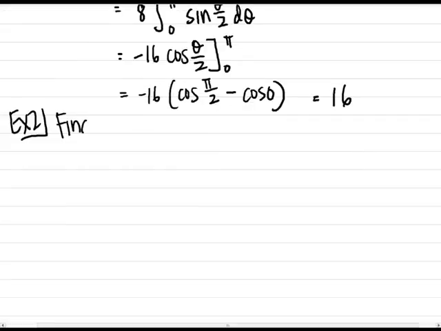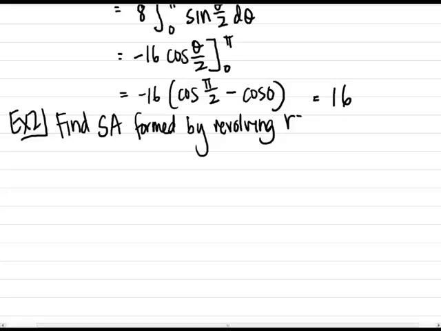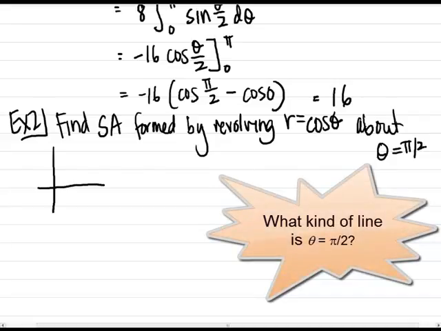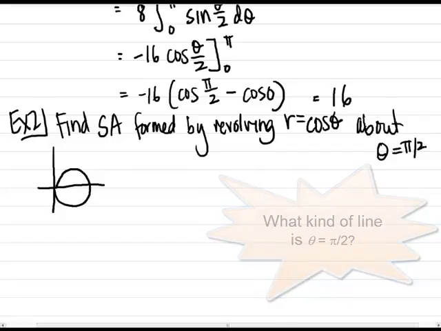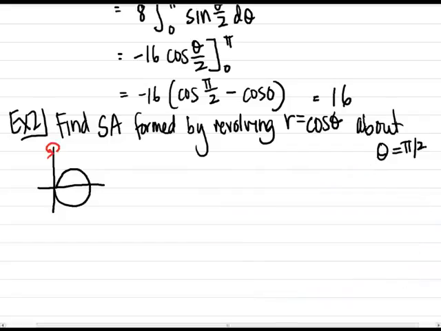Last example. Let's find the surface area formed by revolving r equals cosine theta about the line theta equals pi over 2. r equals cosine theta is a circle with a theta interval of 0 to pi. We're revolving around theta equals pi over 2, which is a vertical line. So if you pick any point on your curve, your radius happens to be your x.